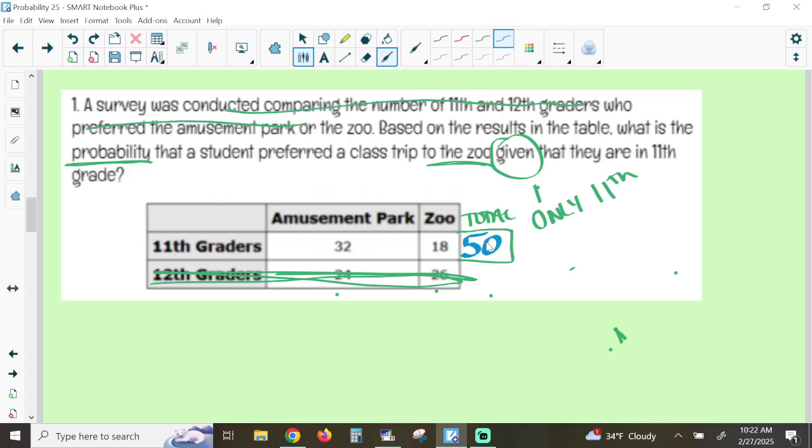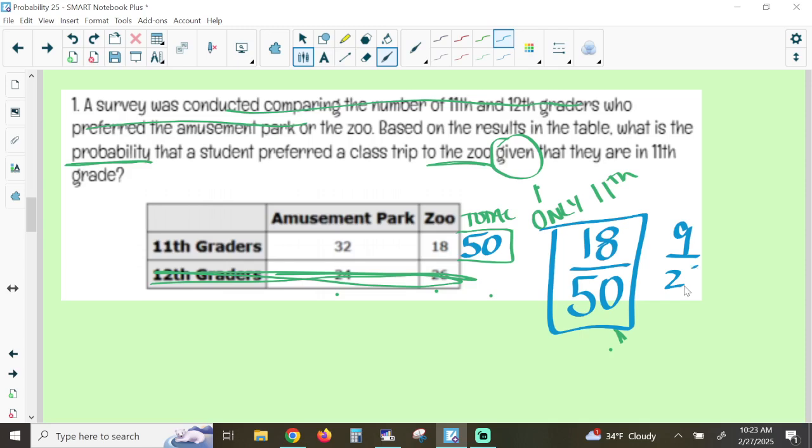Okay, so that means our bottom number is going to be a 50. And our top number is going to be what? The zoo, which was what? 18. So 18 out of 50 is our answer. We can clean that up. What's that? Simplify. 9 over 25 would be okay. What kind of decimal do we got? 0.35. That's pretty. Any of those answers would be fine.